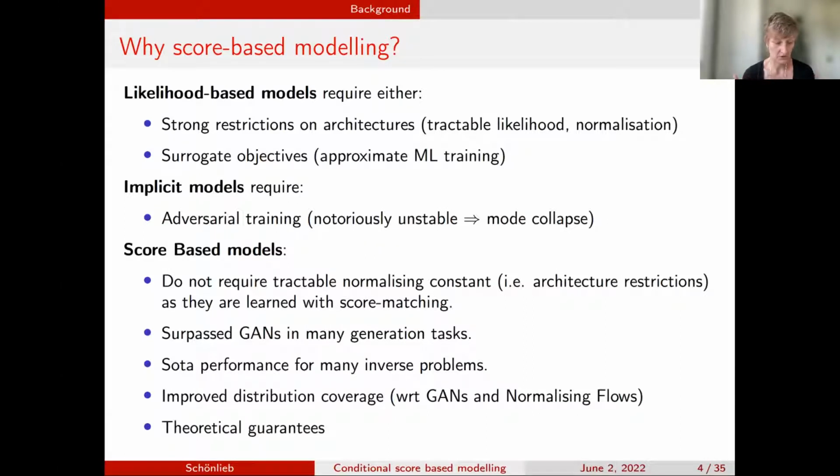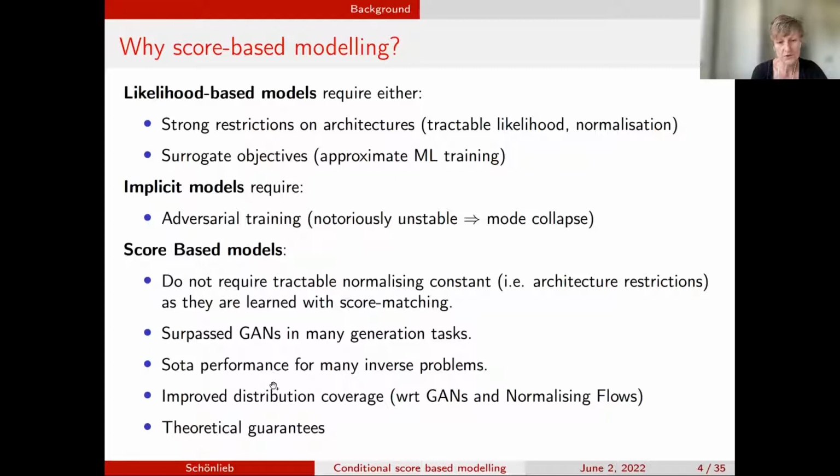Since you're now not trying to approximate a probability density directly, you do not require this kind of normalization stuff that you require with likelihood-based models. When you look at the performance of these score-based models, they are either on par with or even surpass generative models such as GANs. And in particular, and this is what we are going to focus on in this conditional image generation context, they perform really well for solving inverse problems like we've seen, like inpainting or superresolution.